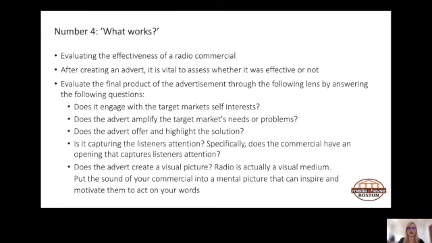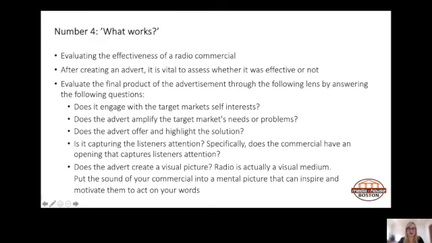Firstly, does it engage with the target market's self-interests? Second, does the advert amplify the target market's needs or problems? Number 3, does the advert offer and highlight the solution? Number 4, is it capturing the listener's attention? Specifically, does the commercial have an opening that captures listeners' attention?